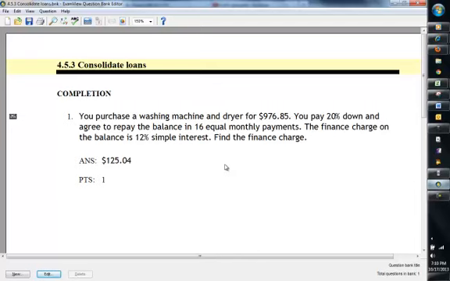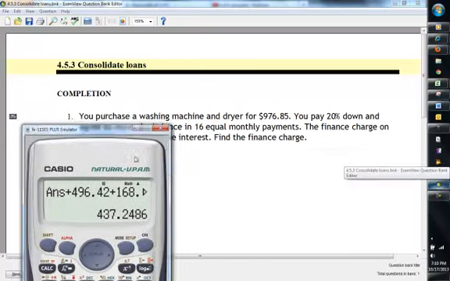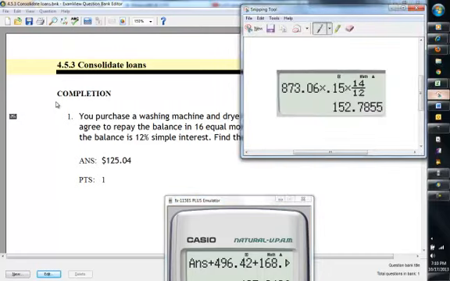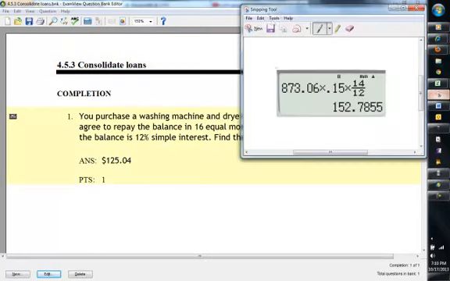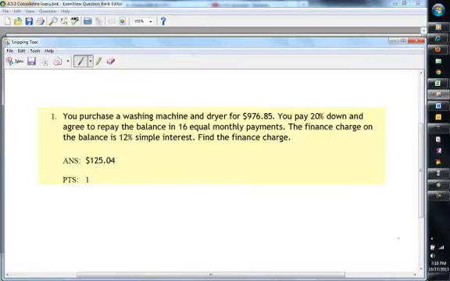The other thing that you have to do for this unit is the consolidating loan. You purchased a washing machine and dryer for $976.85. You paid 20% down. So the first thing you need to determine is how much you paid. Let's make a diagram here then of what exactly is going on.